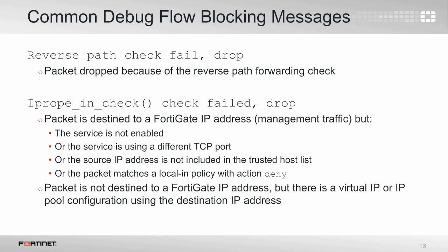The source IP address is not included in the trusted list, or the packet matches a local in policy with the action deny. The packet is destined to a device on the other side of FortiGate, but a virtual IP or IP pool is wrongly using the IP address. In this case, check your virtual IP or IP pool configuration.